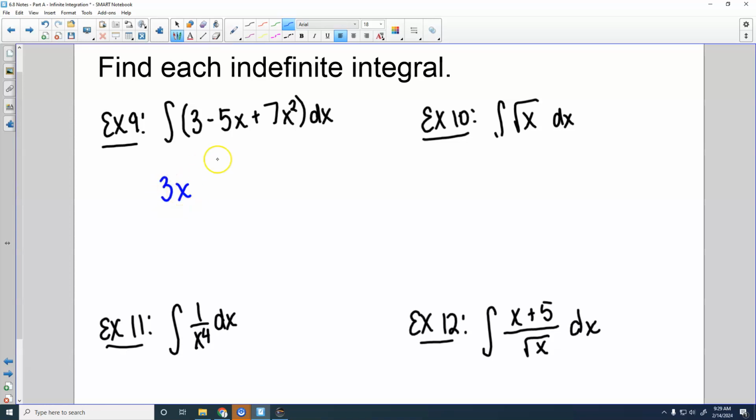Correct. So your exponent right here is 1. I a lot of times have to do it step by step. So I have to add 1 to that exponent, so it'll give me 2. And then I divide the number out front by that exponent, so 5 halves. Perfect. And what do we need with it? Plus c. There we go.